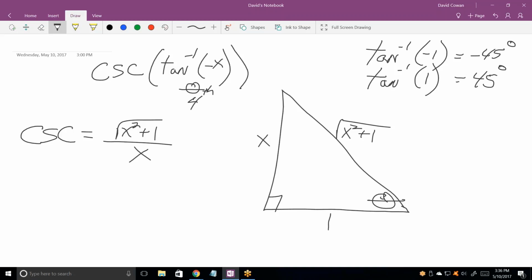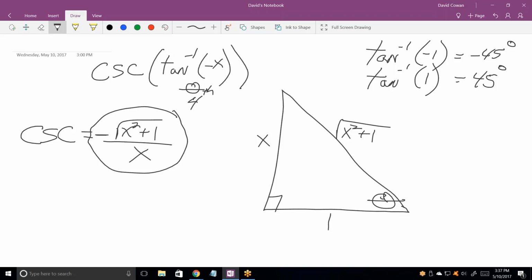Well, in this case, it's fourth because it's a negative argument. Excuse me, it's not a negative angle. It's a negative argument, which makes it fourth quadrant. So what is cosecant in the fourth quadrant? Positive or negative? It's negative. There's my answer. And notice we never had to figure out what theta was.